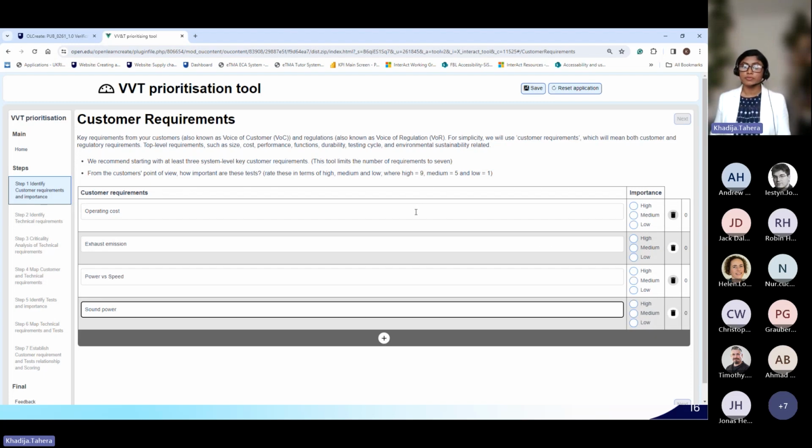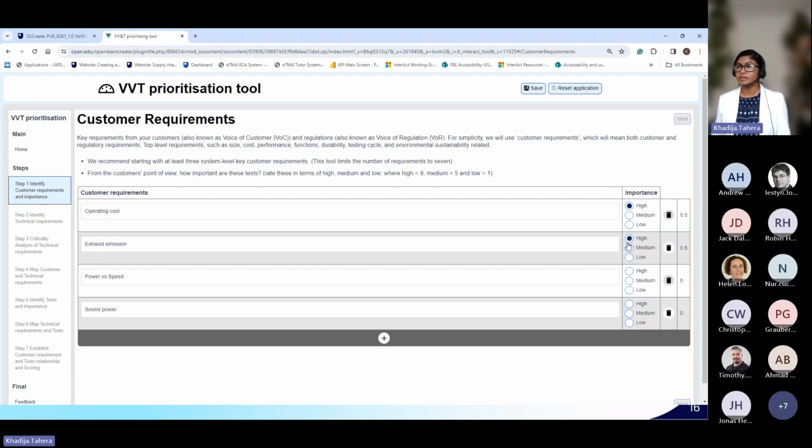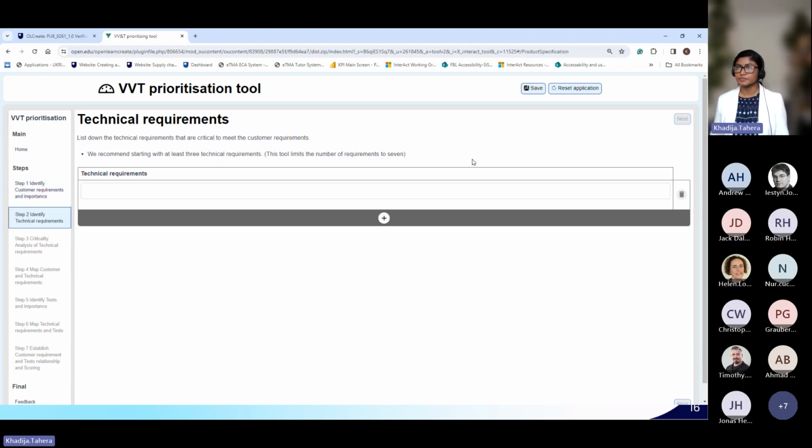For these cases, we identified operating cost as high importance, and exhaust emission as very important from the environmental and legislation point of view. Power and speed wasn't as high as the other two, and sound power was very important for some customers. Once we have done that, we move on to the next phase.